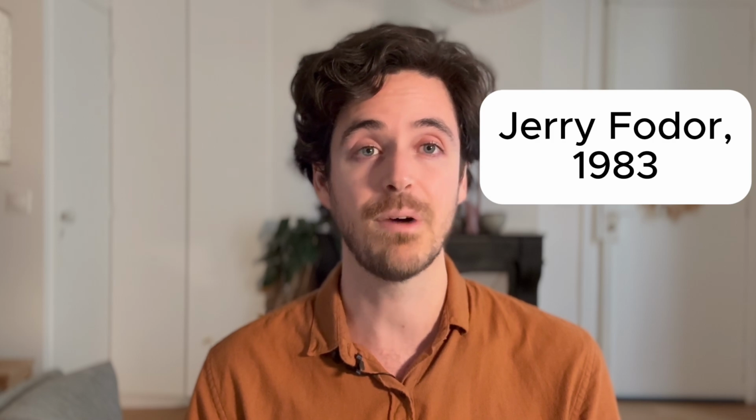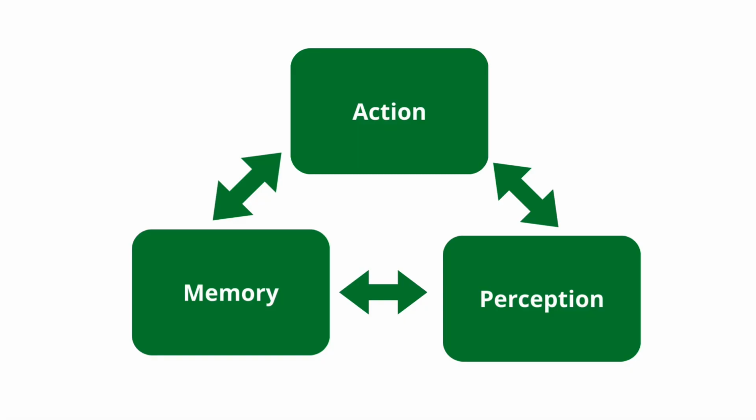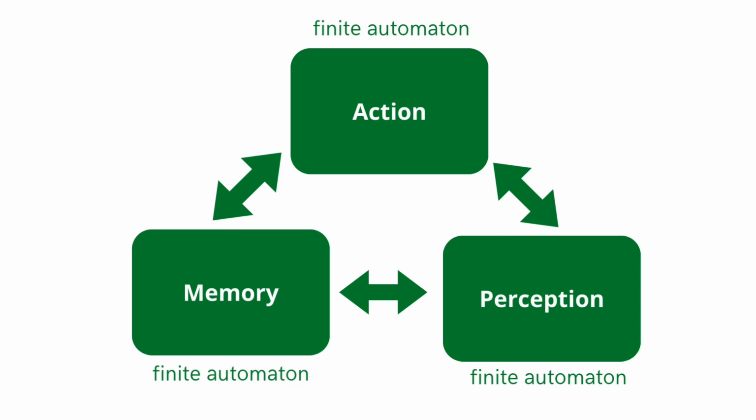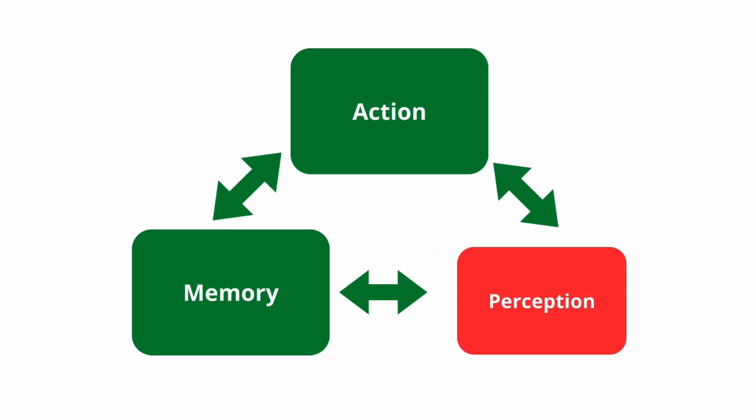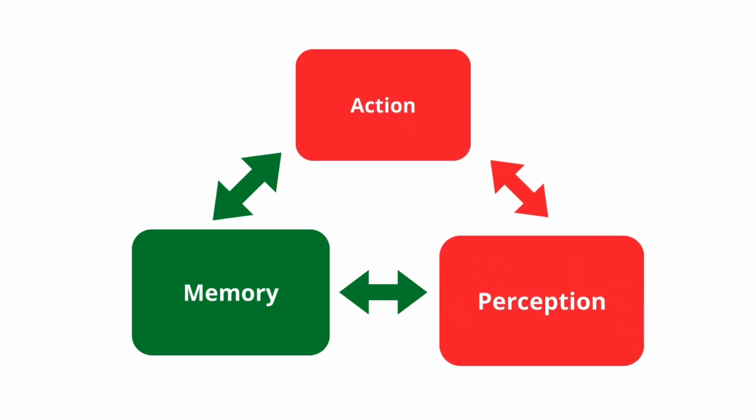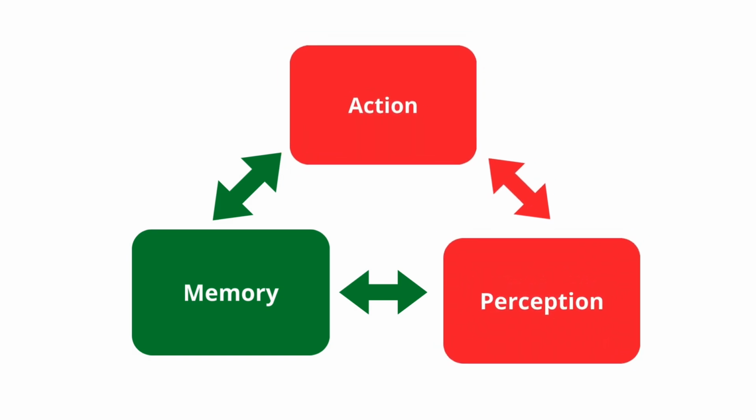In our framework, we adopt a common idea in psychology which was introduced by Jerry Fodor, which is that the mind can be understood as a set of interacting modules. We model each module as a finite automaton. A module can evolve on its own or interact with other modules through communication. Let's see how this works.